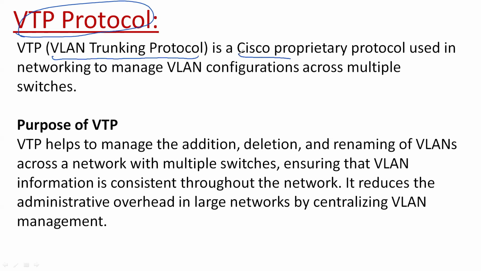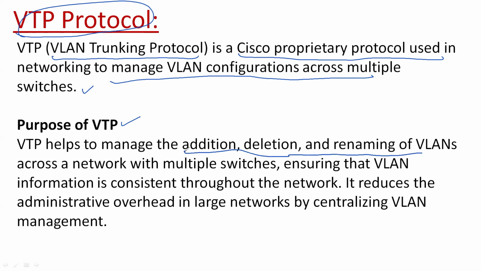Today our topic is the VTP protocol, that is called VLAN Trunking Protocol. That is a Cisco proprietary protocol, and it is used in networking to manage multiple VLAN configurations across multiple switches. What is the purpose of VTP? It helps to add, delete, and rename VLANs on multiple switches at the same time, ensuring that the VLAN information is consistent throughout the network.